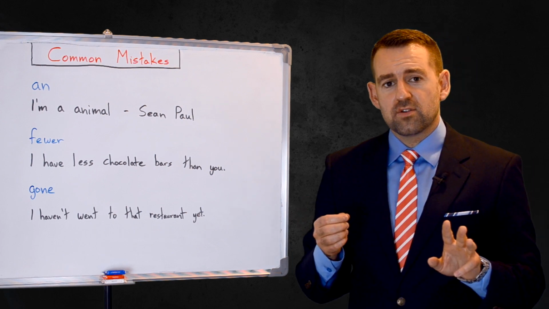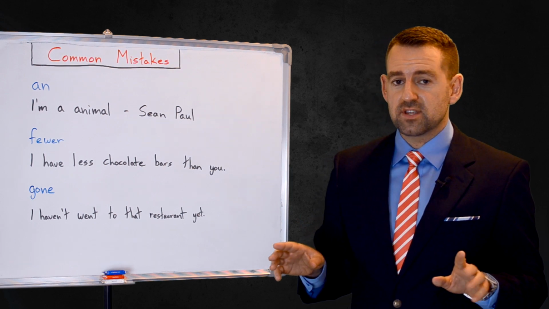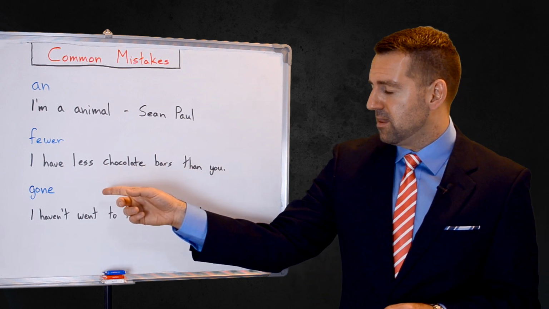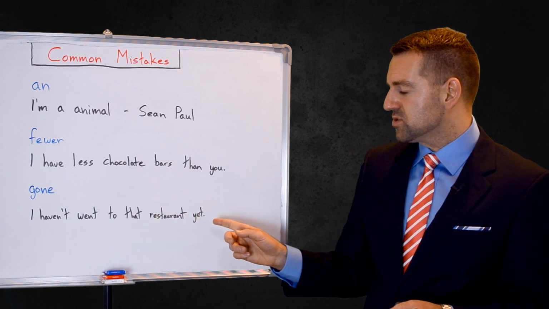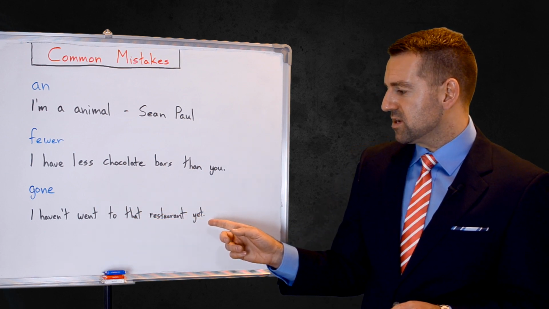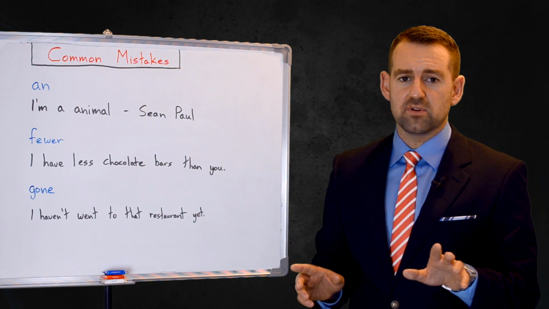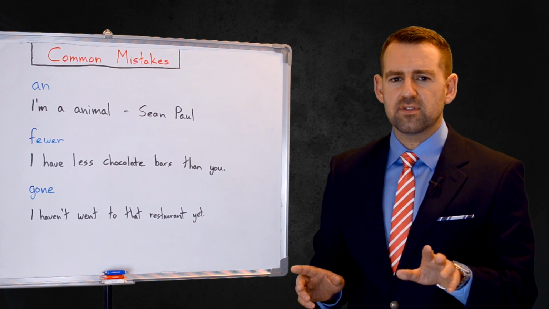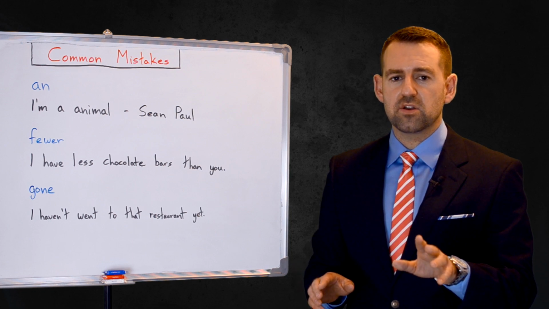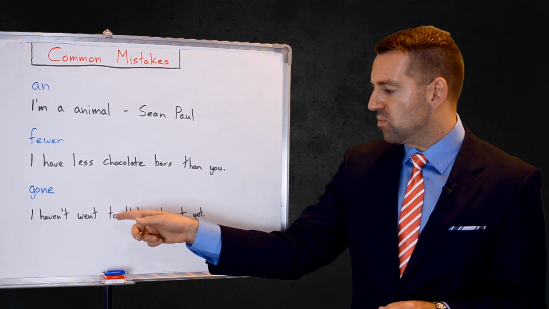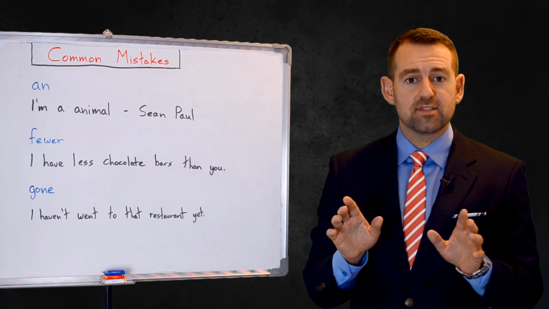The third word that some native English speakers never use is the word gone. They say things like, I haven't went to that restaurant yet. That's terrible English. But I know a lot of people, especially from the United States. I'm not sure why, but I know some people from the United States who say, I haven't went. They use have and went together, and that's incorrect.